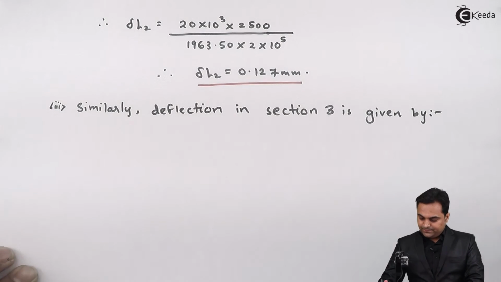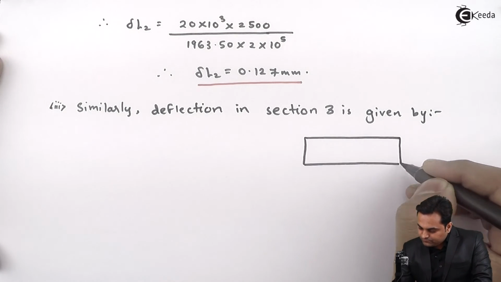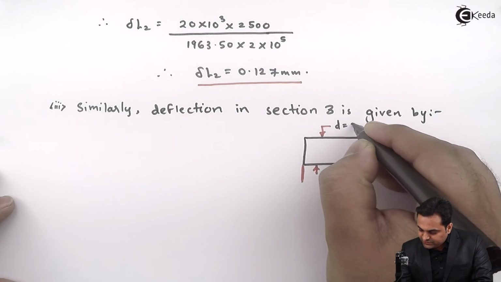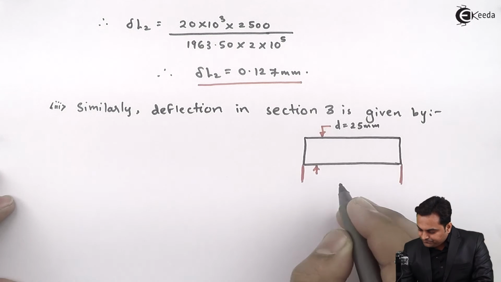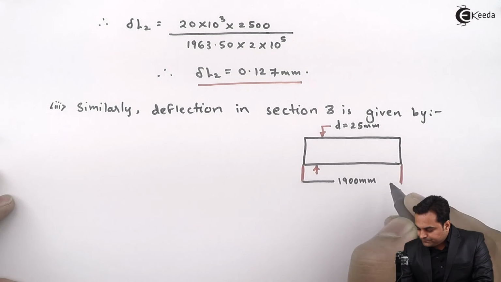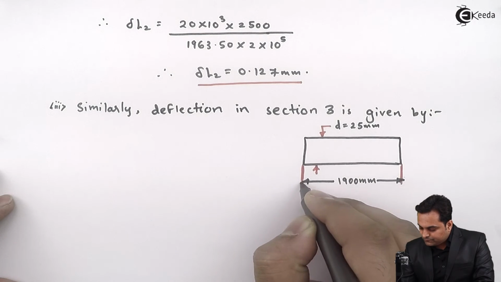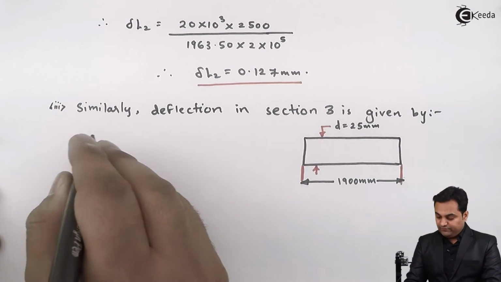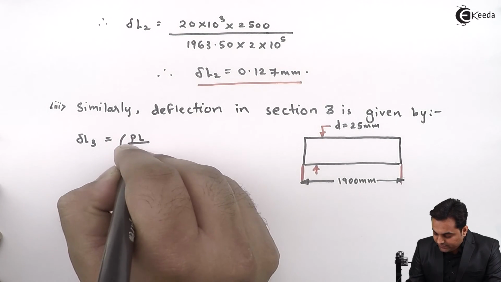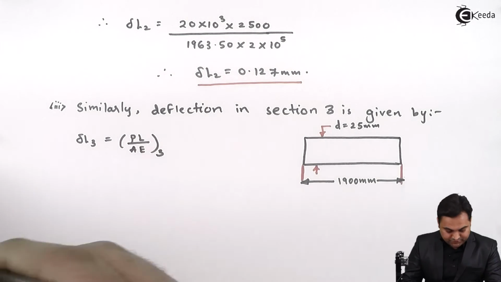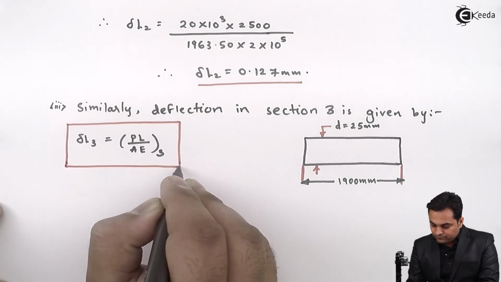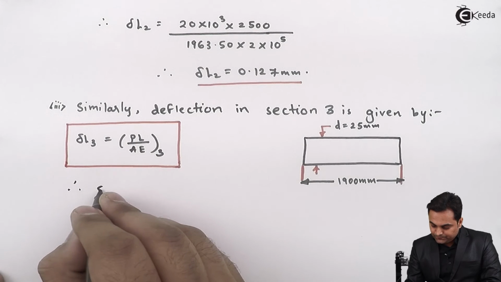So I'll draw the section here. Diameter of this section is 25 mm. Length is 1900 mm. This is the third section. So deflection is given by PL upon AE for the third section. So here I'll put the values.